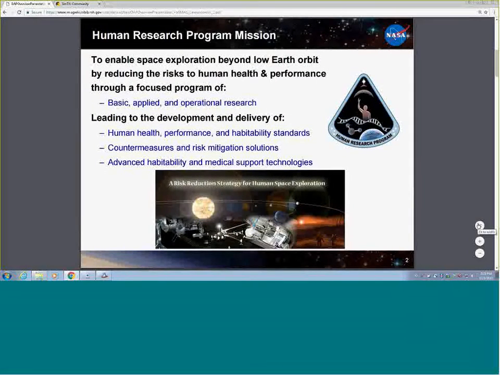So the Digital Astronaut Project is within the NASA Human Research Program. And the NASA Human Research Program is designed to identify the risks to human health during spaceflight. And it's tasked with finding ways to mitigate those risks and to maintain human health and performance during spaceflight missions.